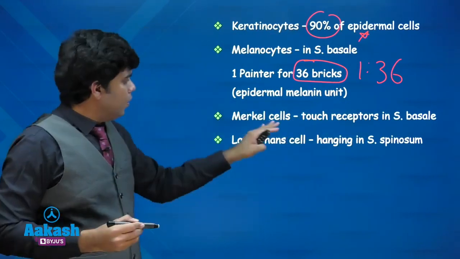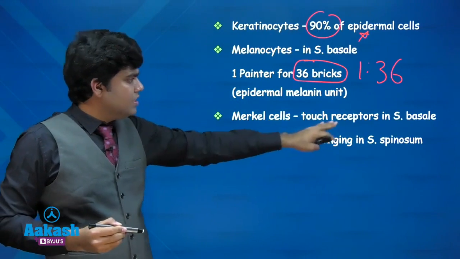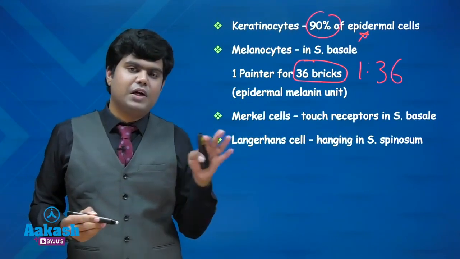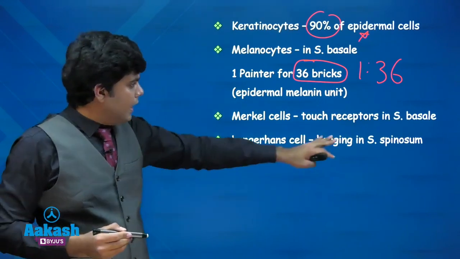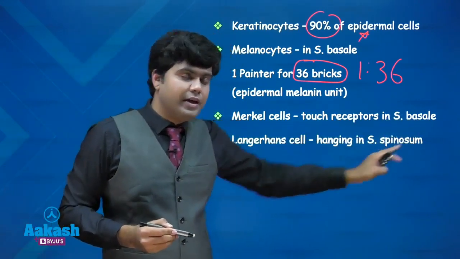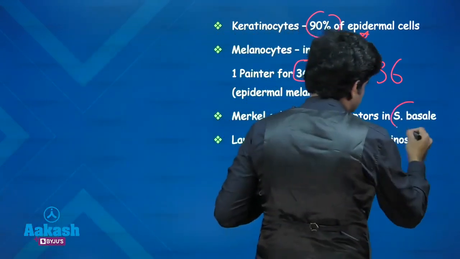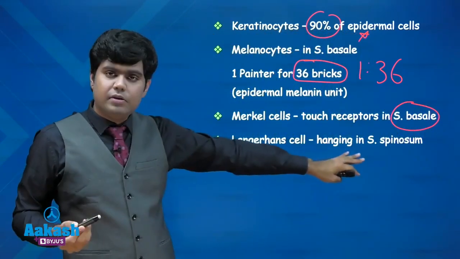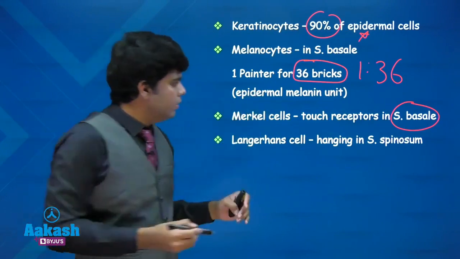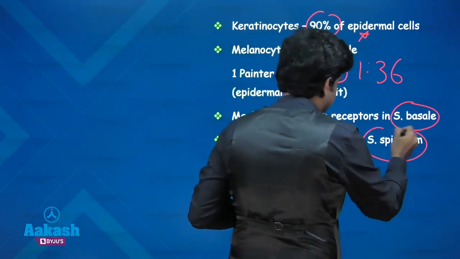Clear? Also Merkel cells, which are touch receptors, are they slow adapting or fast adapting? They are slow adapting. Basic physiology. They are located in stratum basale, so they are like the switch, as I have told you. Langerhans cells are hanging somewhere around stratum spinosum. So it's easier to remember now, isn't it? This is very important.